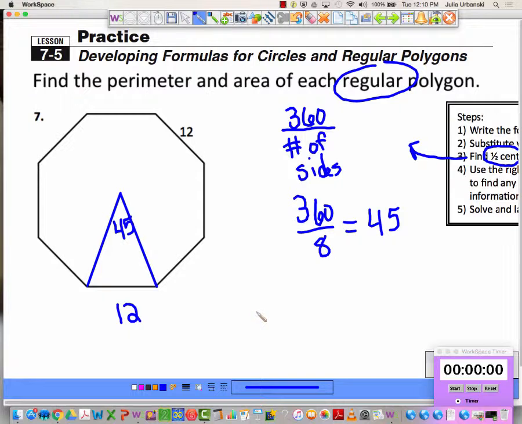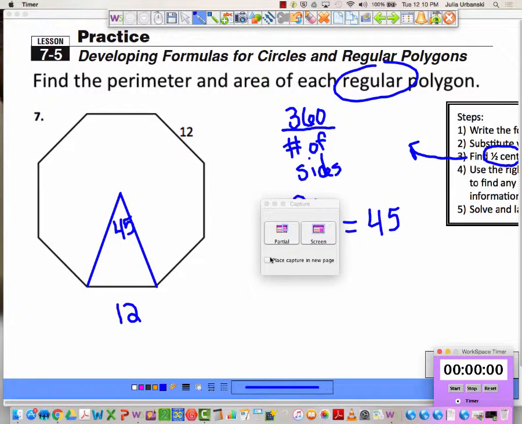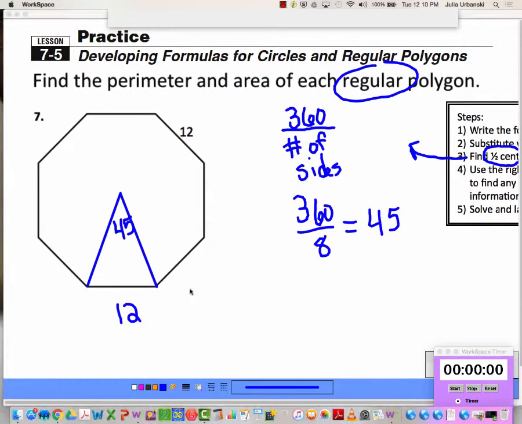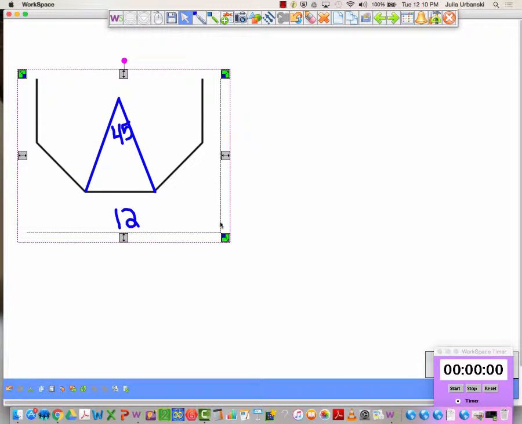Oh, that's cool. Okay? And then we're going to do the same thing as yesterday. Okay? 45 divided by 2. Excellent. That's why I put off cutting it in half, because I wanted you to see that. 22.5. So you guys, I'm going to come back to this picture in a second. Right now I'm just going to focus on this part of the triangle right here.